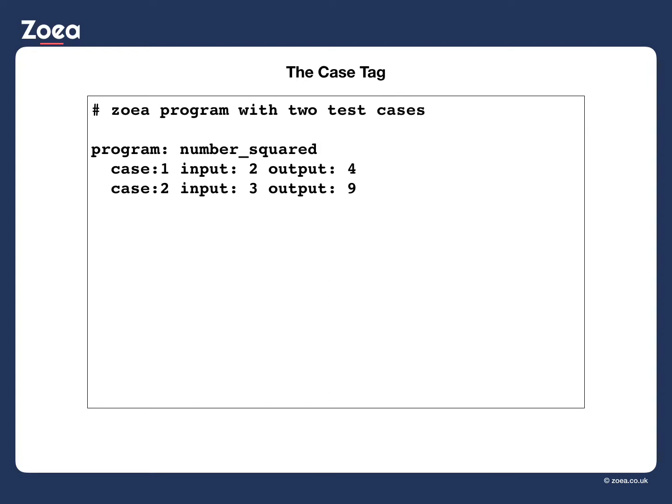Most Zoea programs will have more than one test case. Cases are introduced using the case tag. Everything that occurs between one case tag and the next corresponds to the same case. Case identifiers can be numbers or strings.